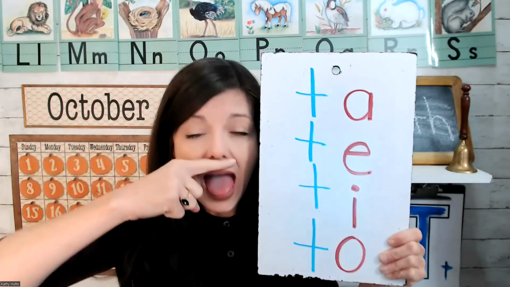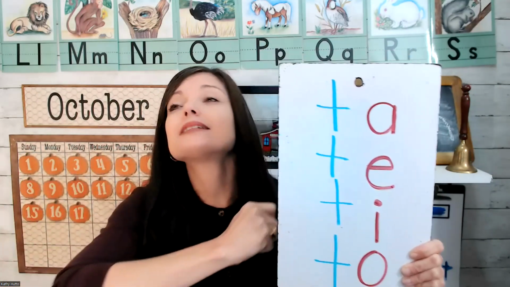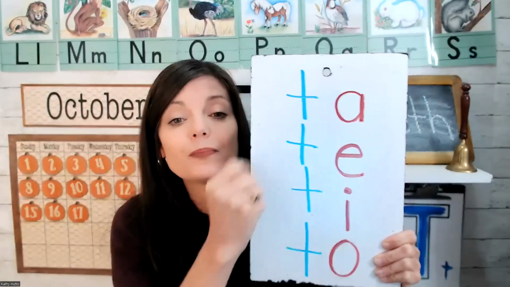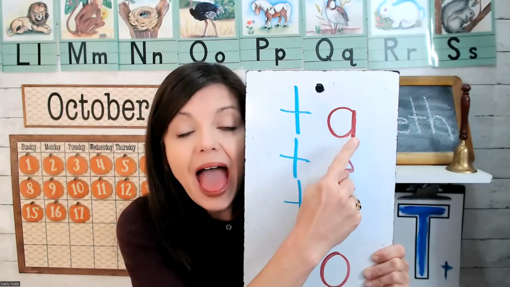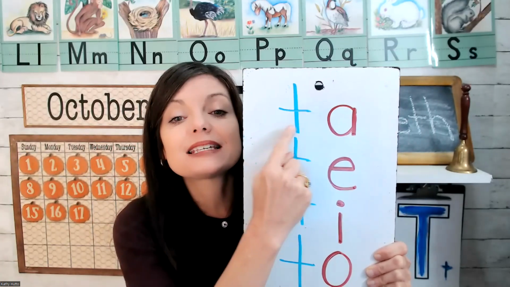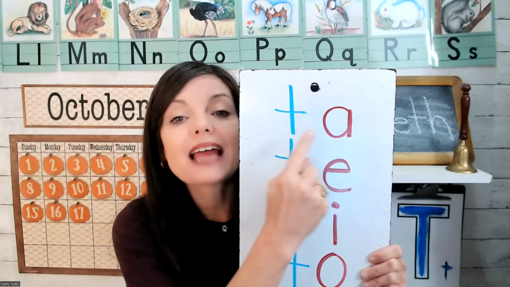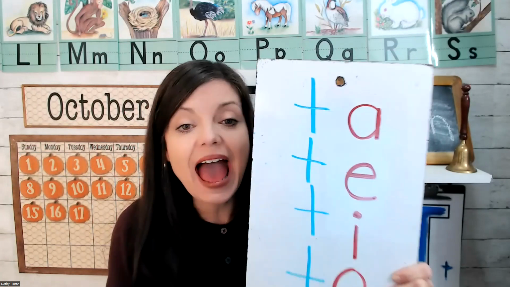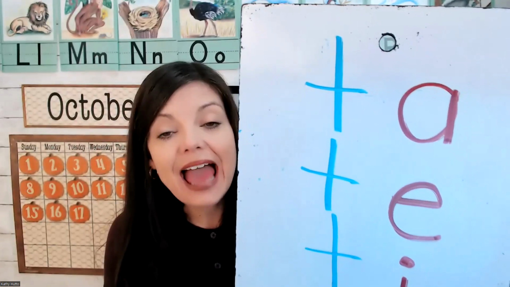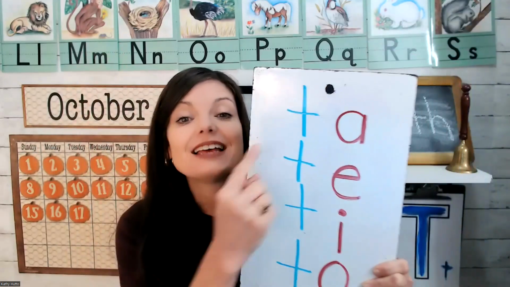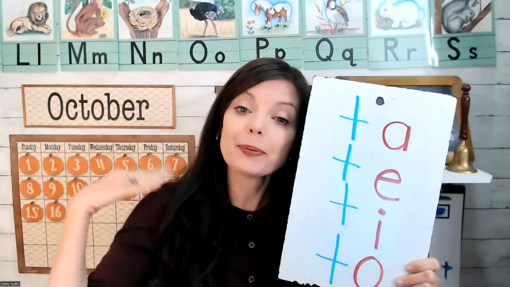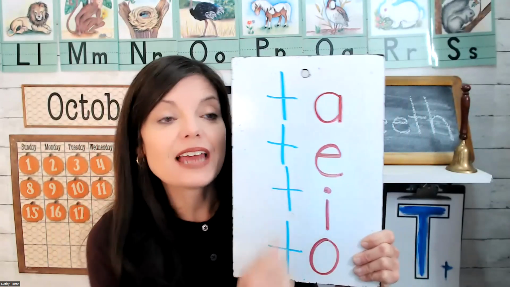Do you remember what letter A sounds like? A, as in achoo. T, a, ta, ta, ta. You try. Ta. Good. Ta, like tap. Okay, let's do the next one.